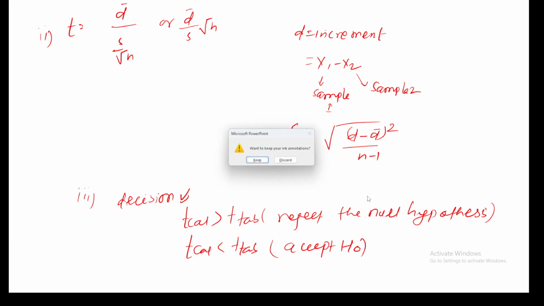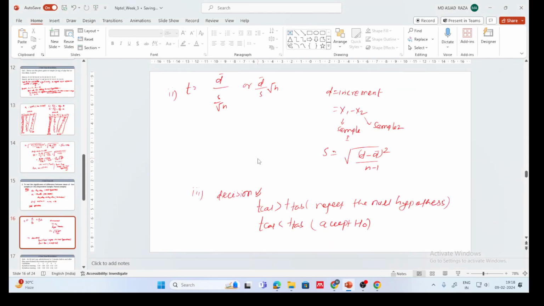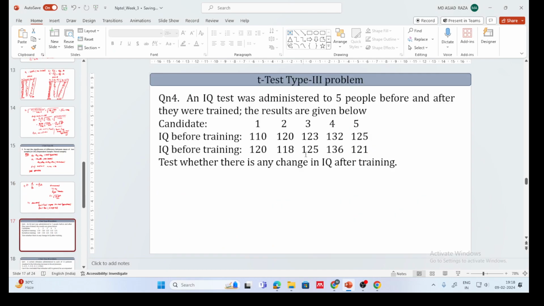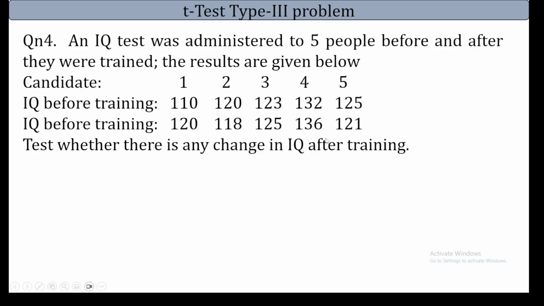We'll do one question based upon this. Let's say an IQ test was administered to 5 people before and after they were trained. The results are given below. Test whether there is any change in the IQ after training. Please do it. All formulas are there, just do it. We'll go a bit fast because it's 7:20 already.